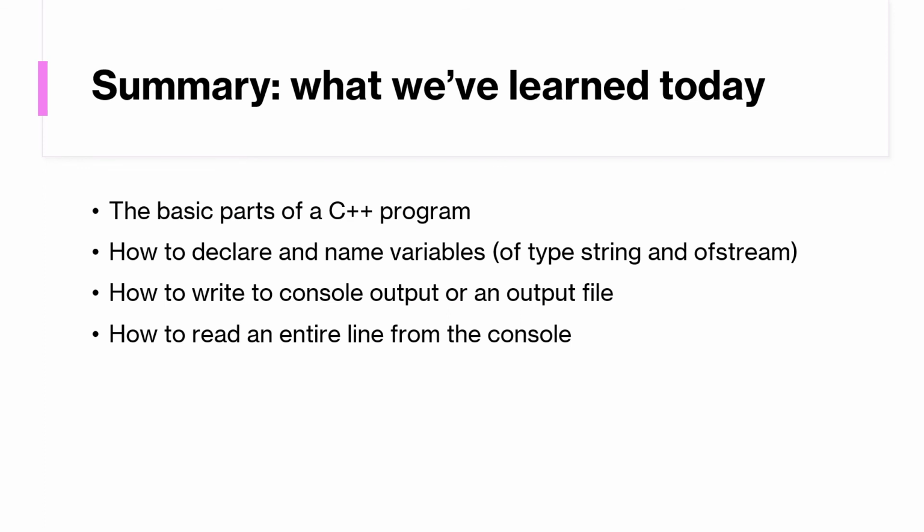So in summary, what we've learned today is the basic parts of a C++ program, how to declare and name variables of type string and ofstream. You give the type name and then the variable name. We've learned what's legal for a variable name, that it can contain letters, numbers, and an underscore character, and that's it. We learned how to write console output, and we learned how to write to an output file. And we learned how to read an entire line of text from the console. We'll learn how to read individual numbers or characters probably next time.